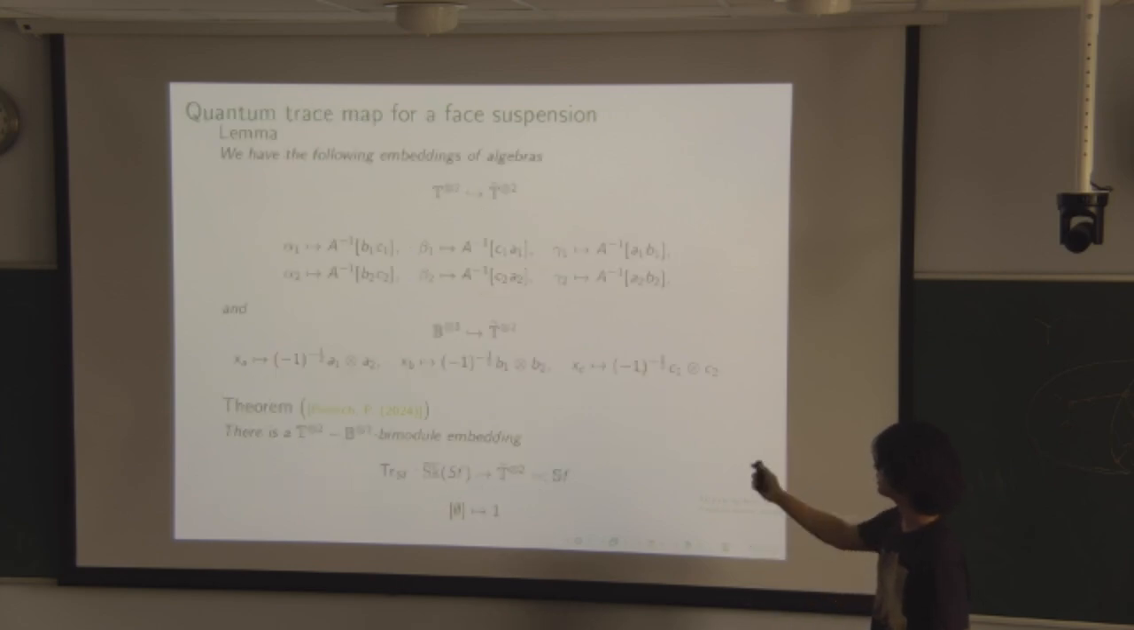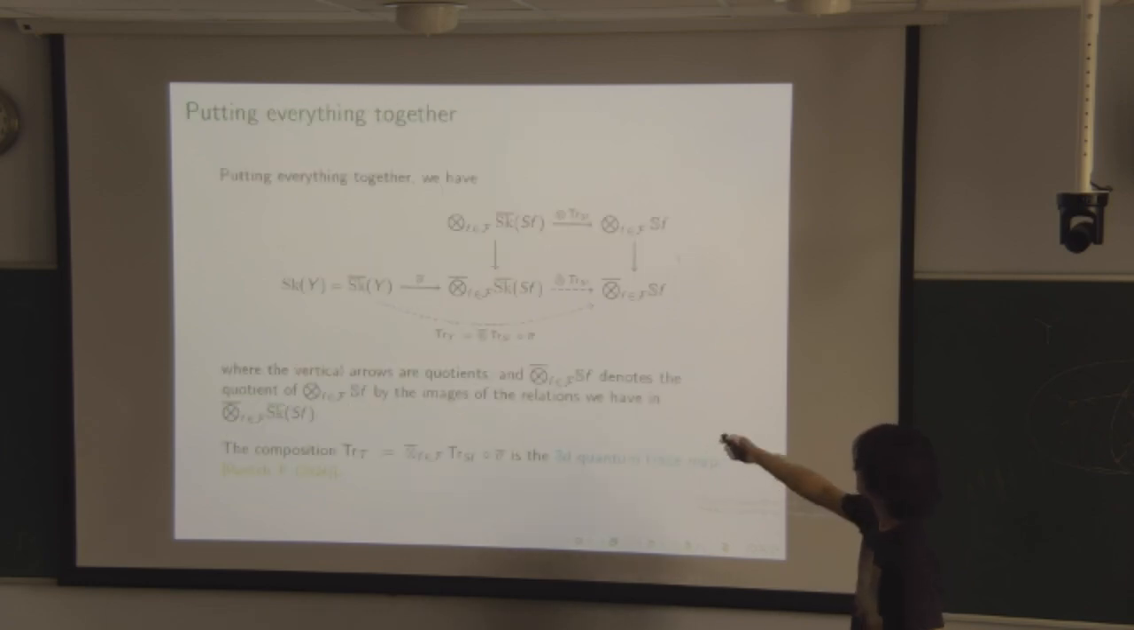And just like there was this embedding of a triangle algebra to an extended triangle algebra, we have an embedding of the reduced skein module of a phase suspension to the tensor product of two extended triangle algebras. So there's a bimodule embedding, basically sending the empty skein to 1. And okay, we can now put everything together.